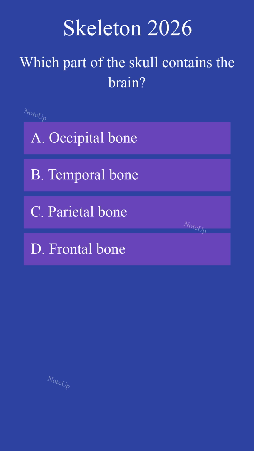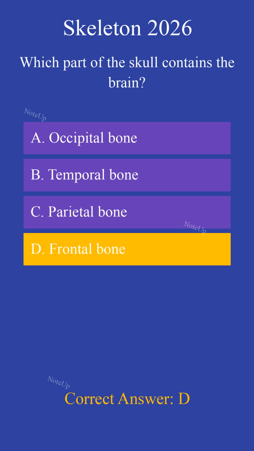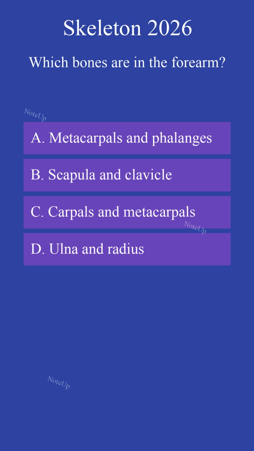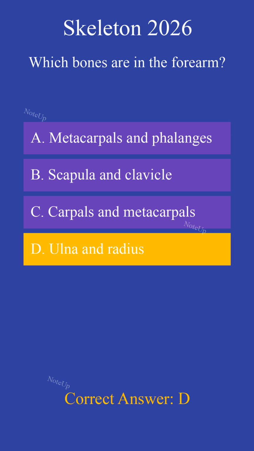Which part of the skull contains the brain? The correct answer is D, frontal bone. Which bones are in the forearm? The correct answer is D, ulna and radius.